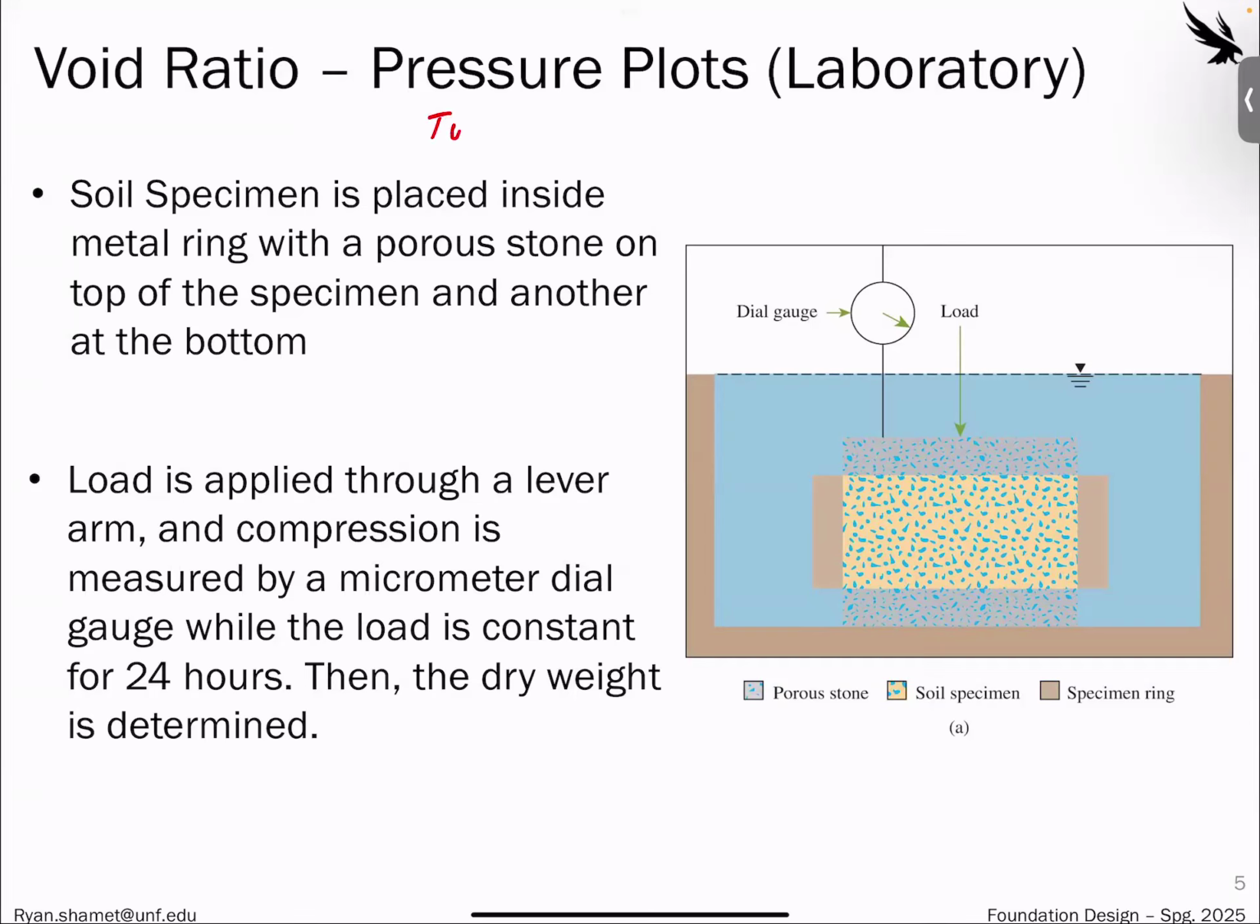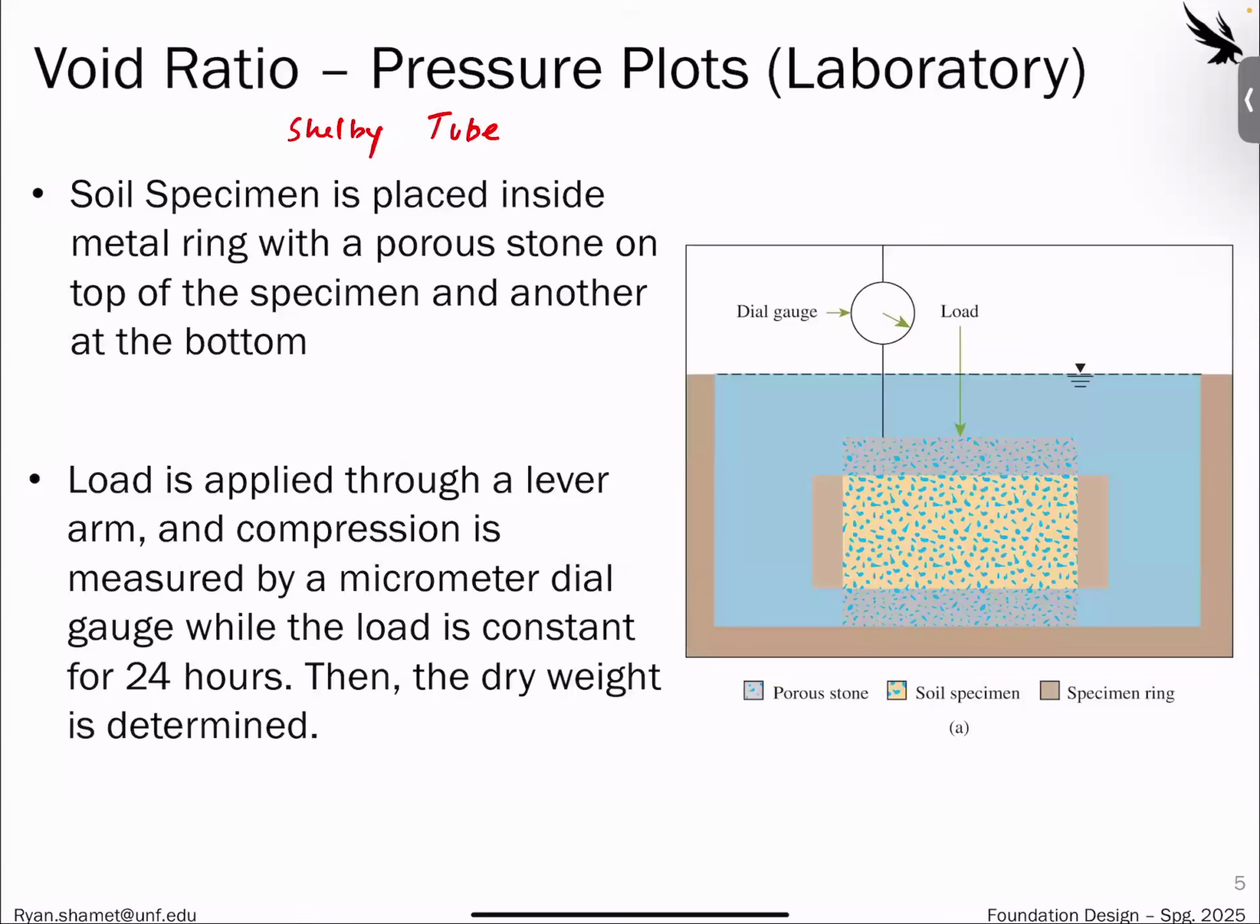Yeah, Shelby tube. So a cone penetration test does not retrieve any samples. That's a big thing to remember. A cone penetration test is just a sensor pushed into the ground, so we don't retrieve any samples.